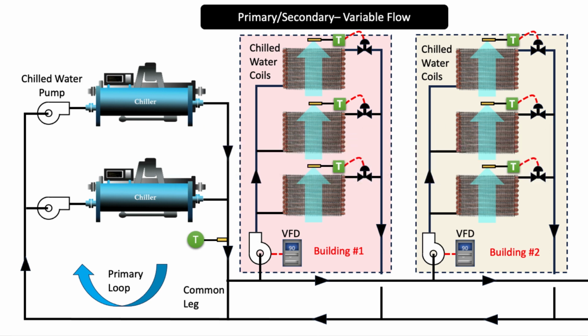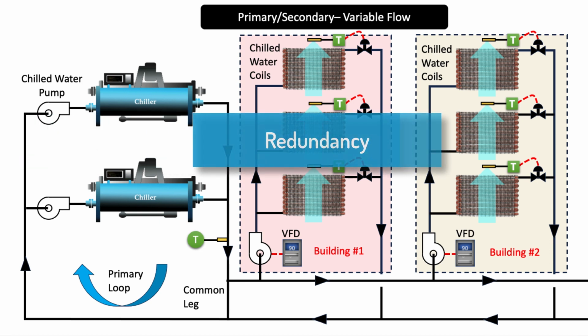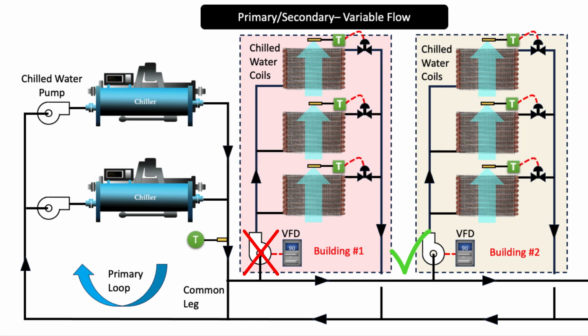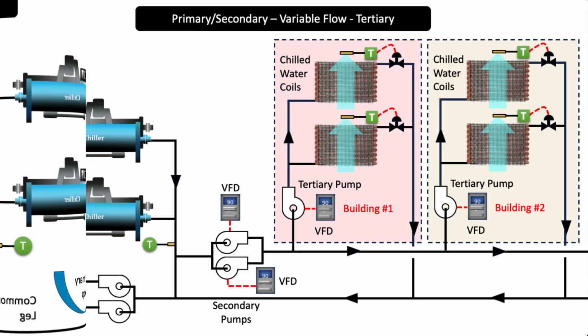By separating the loops, the system can adapt to changes in the secondary loop without affecting the primary loop, contributing to overall energy efficiency. Distributed pumping offers redundancy and flexibility, allowing for continued operation even if one secondary pump is offline for maintenance or repair. This primary-secondary variable flow chilled water system with a distributed pumping arrangement is a robust solution for larger commercial buildings where precise control, energy efficiency, and redundancy are critical considerations.